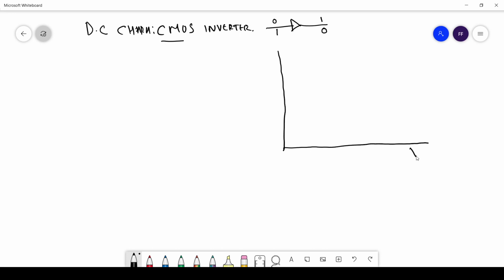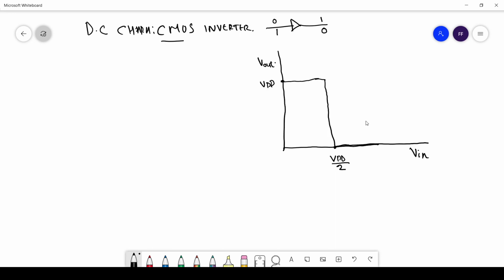On the x-axis we take V in, and on the y-axis we plot V out. When we give zero input, this is the 0 point, the output that we expect is a logic high, which is usually VDD, the supply voltage given to the CMOS circuit. The circuit will remain in this state until the input is VDD by 2. When the input is VDD by 2, there is a sharp transition from the high to the low state. This is what we expect, so this is the ideal VTC of the CMOS inverter.